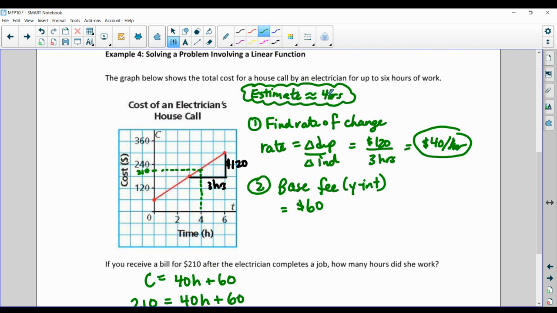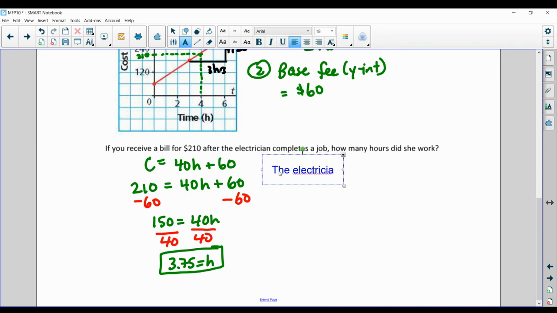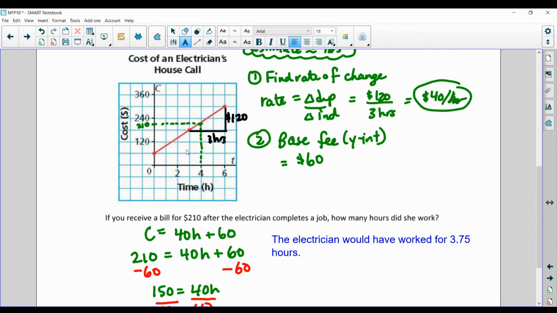We estimated that it was 4 hours by looking at the graph. It's actually 3.75 hours, so it's a good thing that we estimated, but we should always state our answer in a complete sentence. To just say H equals 3.75 doesn't necessarily mean anything. So we will say that the electrician would have worked for 3.75 hours. And there's a final statement clearly showing our correct answer and answering the question.